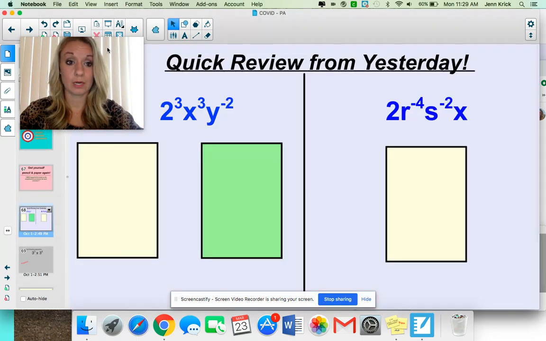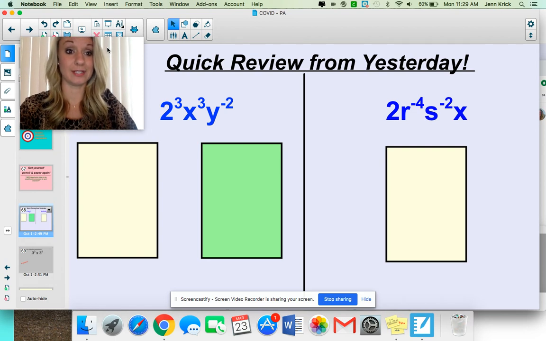These two problems are a quick review from yesterday's lesson. So if you were with me in class right now, I'd say, all right, let's do a quick review. Let's jump in. So right now, pause the video. You guys try those two expressions and then see what you get.